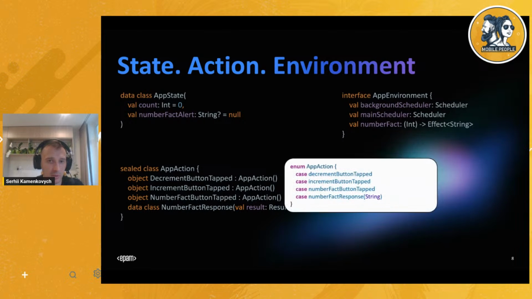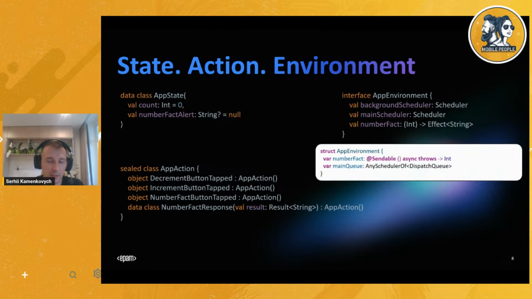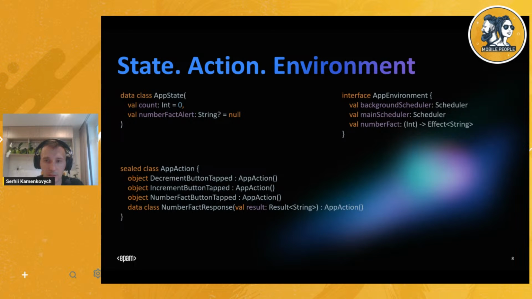For app action, it's even more straightforward. So it's just an enum, and these cases are just a direct mapping between the platforms. And for app environment, again, it's a structure which contains pretty much the same entities, just presented by other things. So in case of effect, it's just an async function which provides some data. Here it's int, but string, it doesn't matter actually. So let's move on.